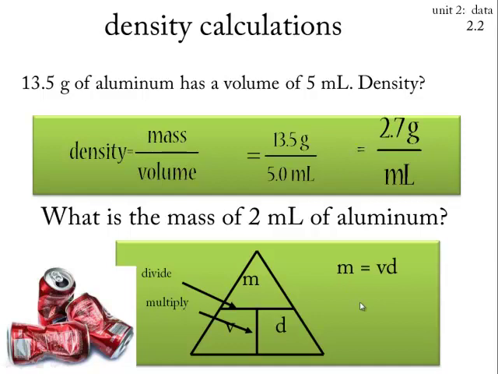Alright, so mass is volume times density. It looks like 2 times 2.7. And here's a nice example of why it's important to include units. Milliliters times grams over milliliters equals grams. See how you can treat the units just like numbers? Milliliters over milliliters cancels, and you get an answer of 5.4 grams. This is Screencast 2.2.